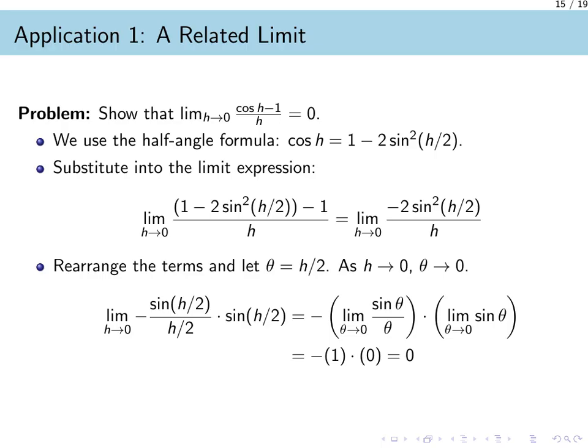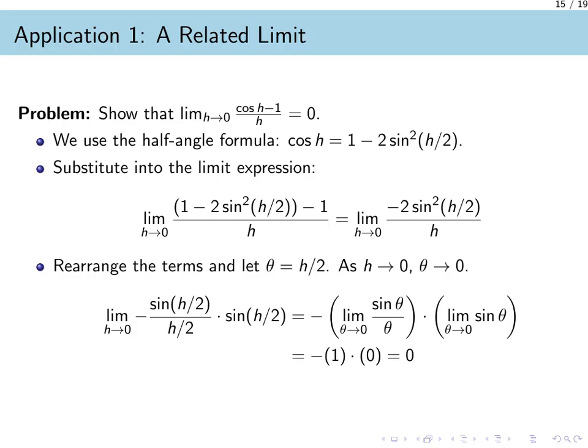Now we will see how our fundamental sine limit can be used as a tool to solve a related problem involving cosine. Our goal is to find the limit of the quantity cosine of h minus 1 all over h as h approaches 0. The key step is to use the half-angle identity, which lets us replace cosine of h with 1 minus 2 times the sine squared of the quantity h over 2.